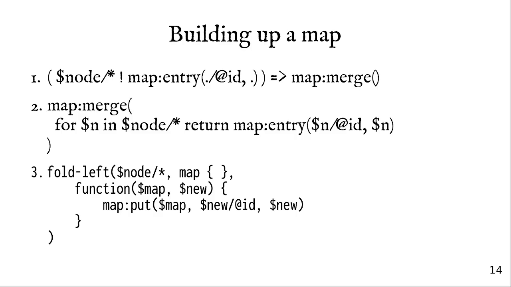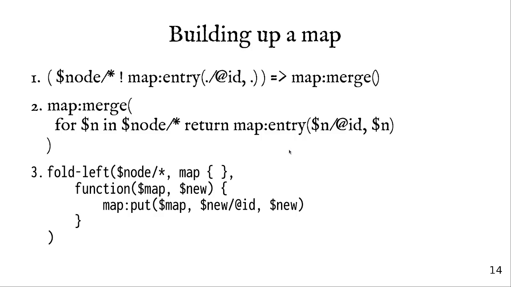I mentioned fold left before. Here's three ways that you can do this, and I didn't before give the FLWOR version, the number 2 here in this list. For $n in node star, return map entry $n, and then you have to take that through map merge as well, as in number 1.